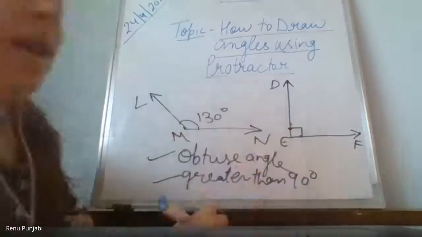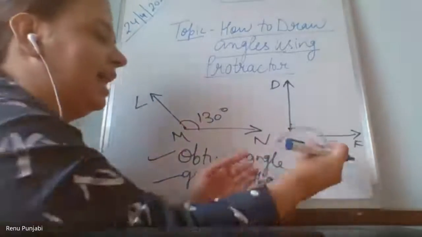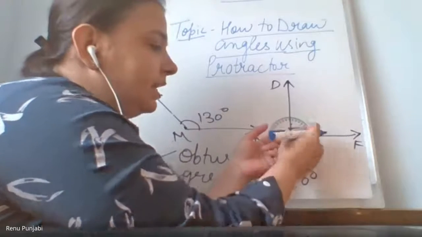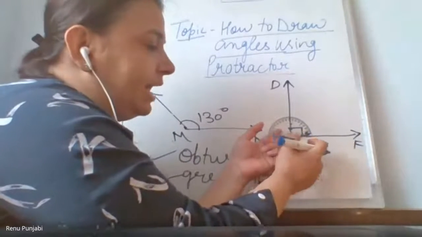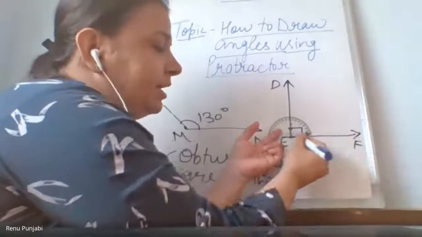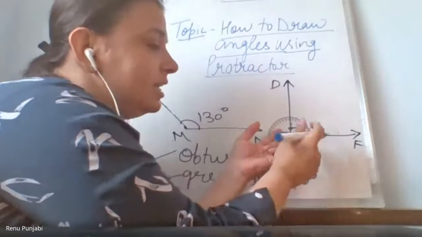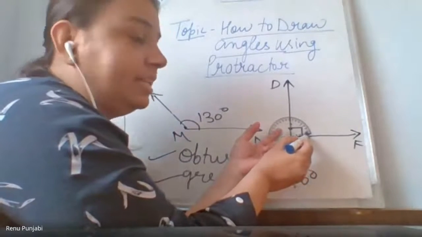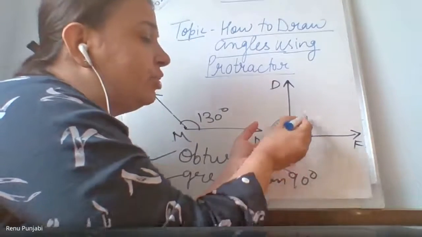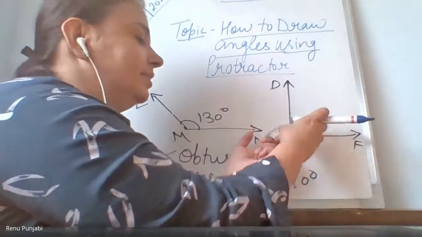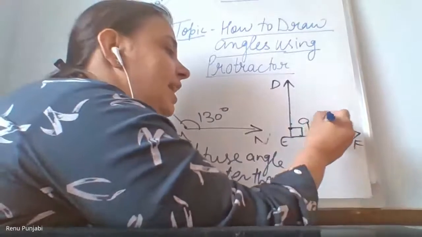Now, in this also, if I take this as a baseline, I have to keep the vertex, the center of my protractor, on the vertex. And now here also, my ray is going here. This is the baseline, and from here, 0 starts, at the inner scale. And now I want to see where my second ray is going. My second ray is going at the 90 degree. So this is 90 degree.